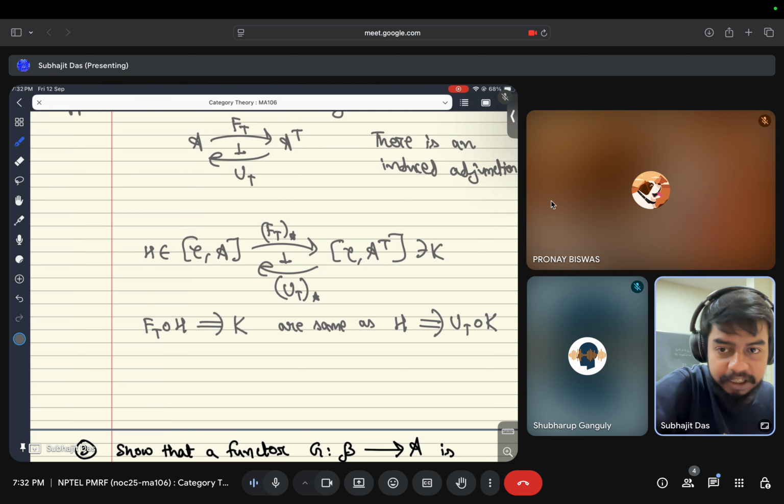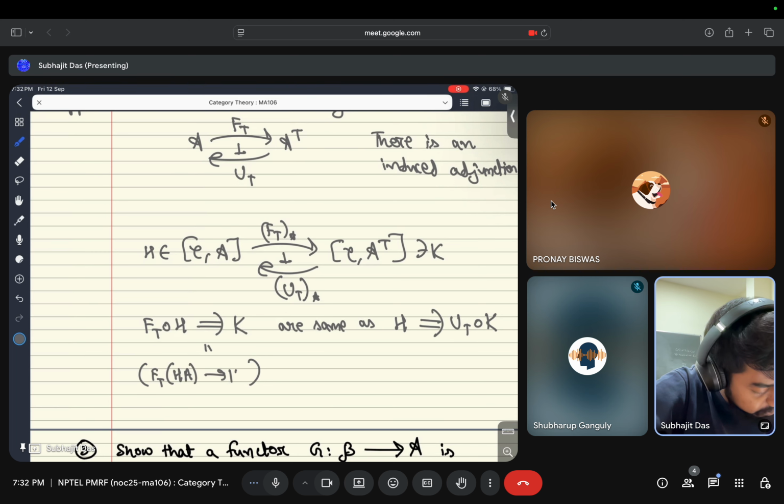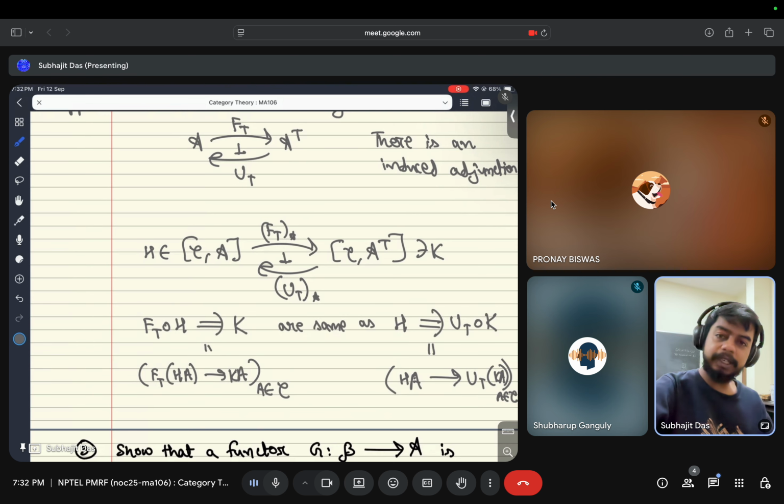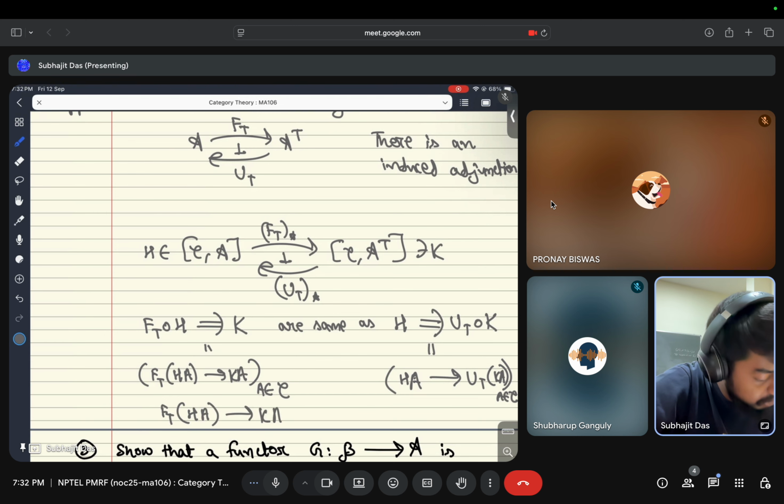What is the content of a natural transformation from FT composed h to k? It's exactly a family of arrows from FT of ha to ka for every a in C, and then the content of a natural transformation here is a family of arrows from ha to UT of ka for every a in C. Since FT and UT were adjoint in the first place, with FT being the left adjoint and UT being the right adjoint, there is already a correspondence, a bijection between arrows of this form and arrows of this form, right?